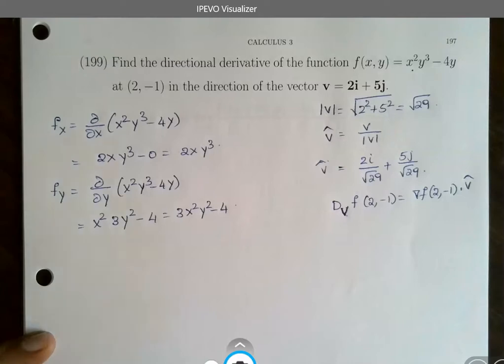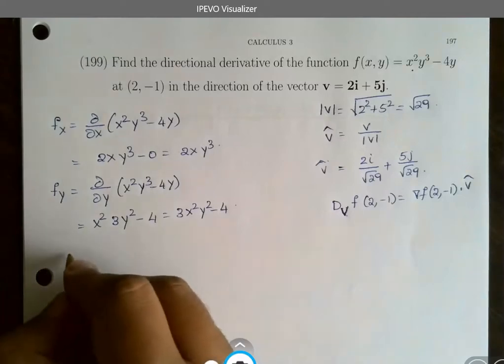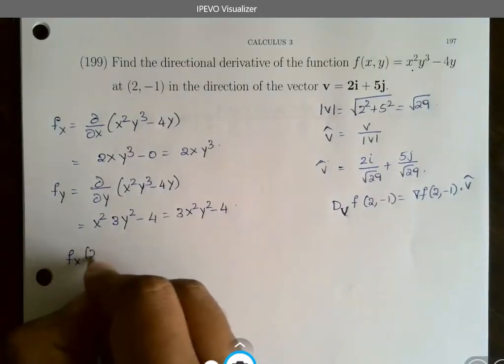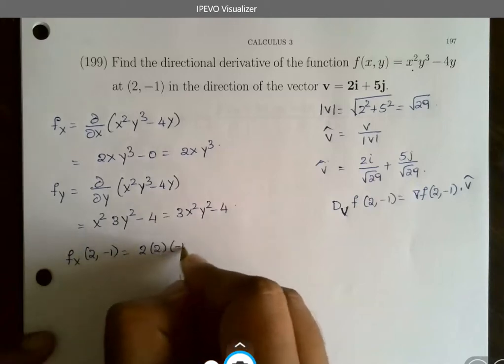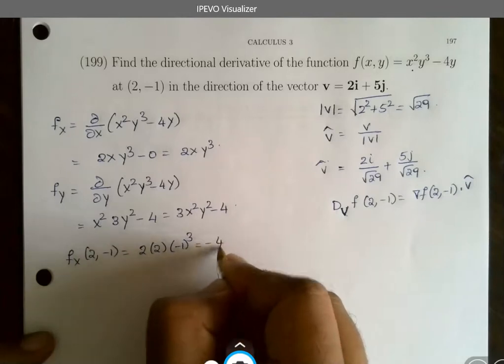Okay, so we want to find a gradient vector. So we want to find fx at (2, -1). That's going to be 2 times 2 times (-1) cubed, so that's going to be -4.